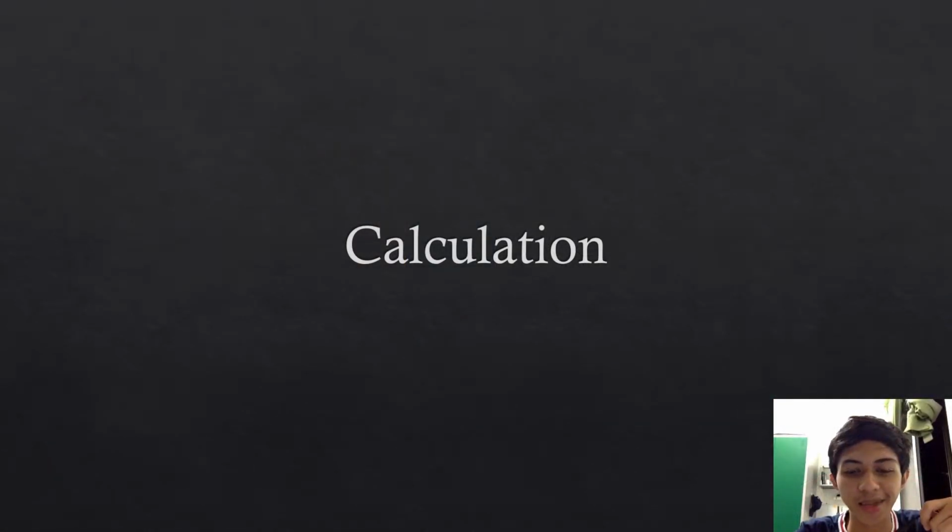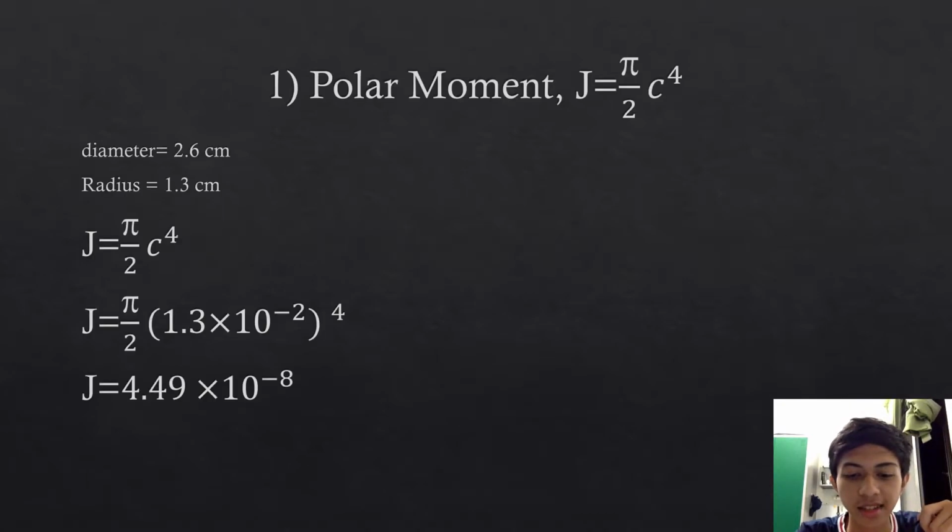Hi, my name is Ahmad Haikal bin Muhammad Nasir and I am going to present the calculation for our project. First, we need to calculate the polar moment using this formula. Given that the diameter of the wrench is 2.6 cm, the radius will be 1.3 cm. After calculating, we get J equal to 4.49 times 10 to the power of negative 8.